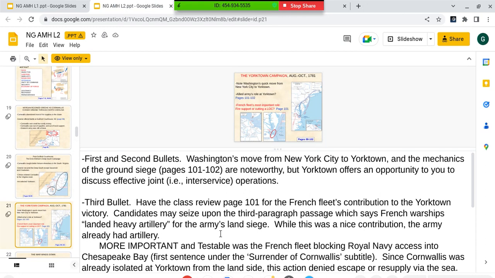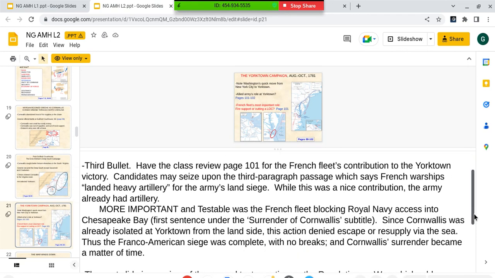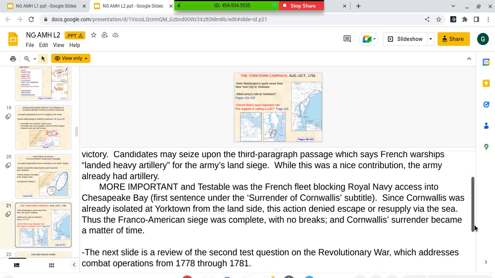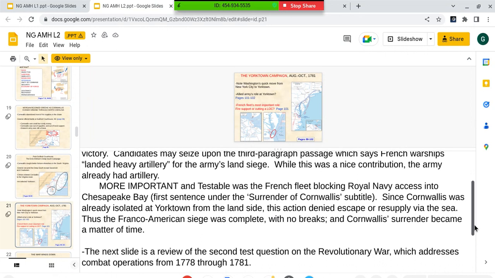Review page 101. It'll help you understand all the context and what's important here. What's really testable and important here is that the French fleet blocked the Royal Navy's access into Chesapeake Bay. Since Cornwallis was already isolated at Yorktown from the land side, when the French fleet isolated the Chesapeake Bay in the waters, it led Cornwallis to be completely isolated, both on the land side and from the sea. Cornwallis had no way to escape.